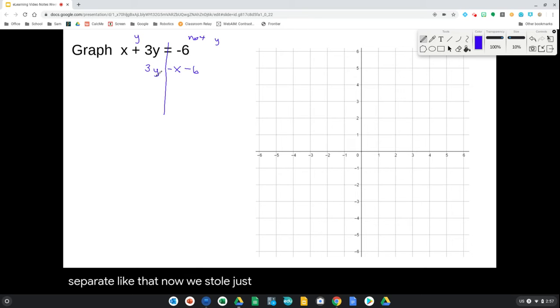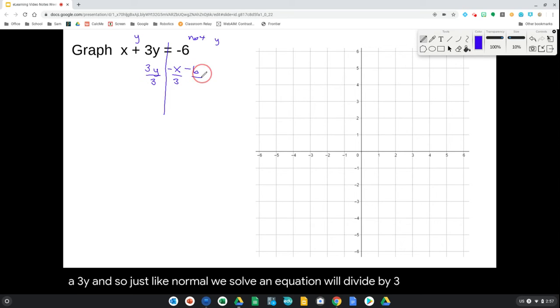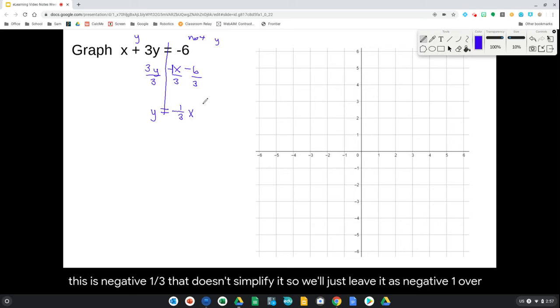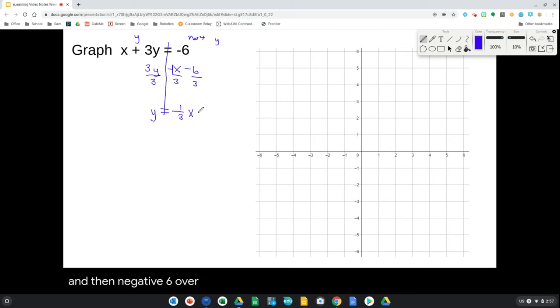Now, we still just want to have a y over here. We don't want to have a 3y, so just like normal, when we solve an equation, we'll divide by 3. 3y divided by 3, that's just the y that we want. Remember, this is a -1 in front of the x, so this is -1 divided by 3. That doesn't simplify, so we'll just leave it as -1 over 3. And then -6 over 3, that would equal -2. And so now our equation is y equals -1/3 x minus 2.